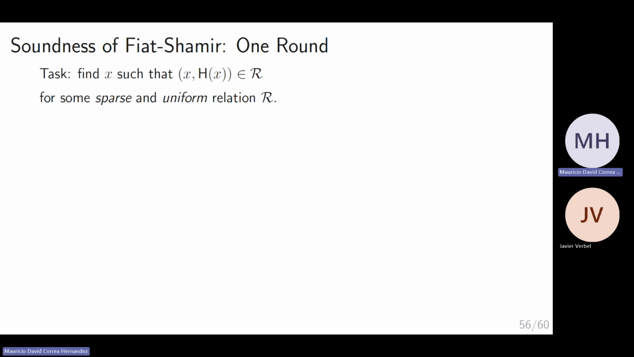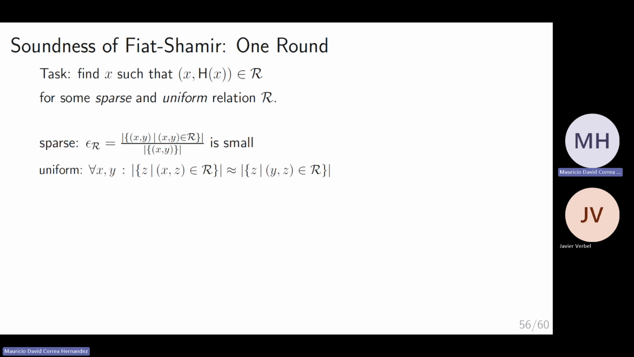Well, if you study this problem, you might condense it into something like this. Here's a computational task. We need to find an x such that the pair x and the hash of x belongs to a certain set R, a relation R, which is both sparse and uniform. Sparse means that the number of elements relative to the number of pairs is small. And uniform means that the prefix doesn't really matter, or the suffix in this case.